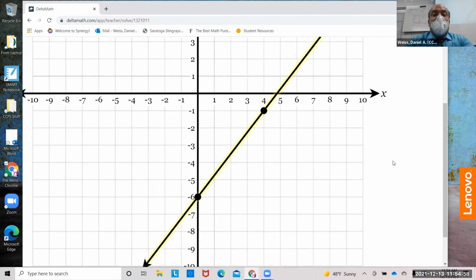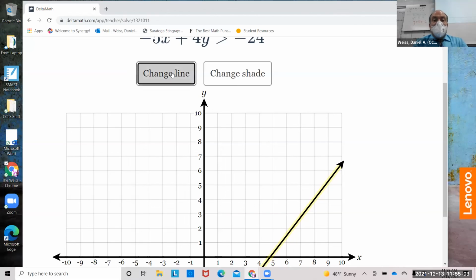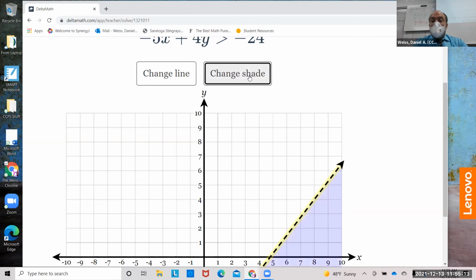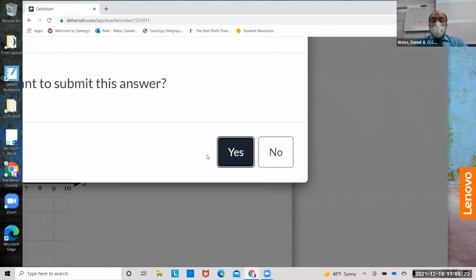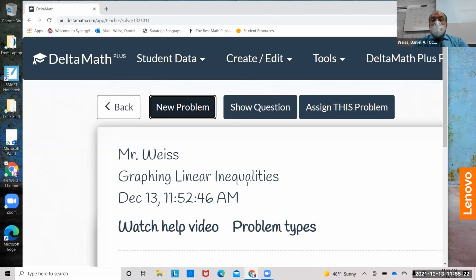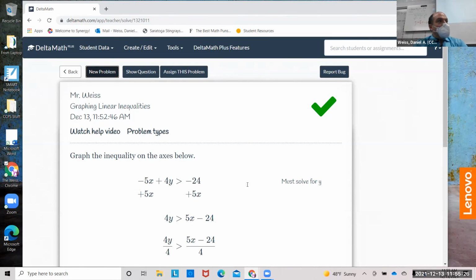It's dashed, right? So I go over to change line, so it's dashed. And do I shade above or below? Above. Change shade, it's below, so I change shade again, and it's above, that's what I want. Submit, there you go. Does everyone see how this works on your Delta Math?